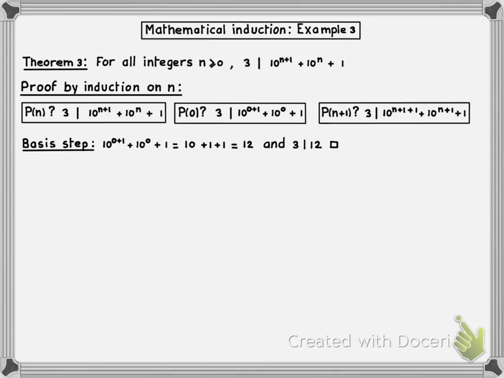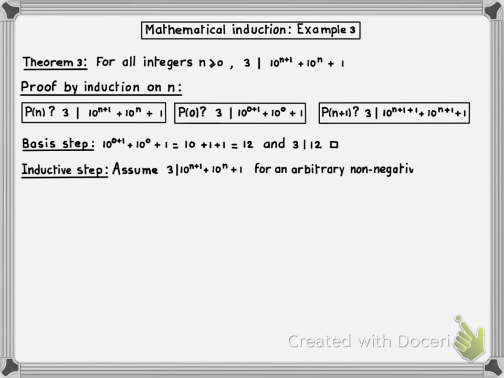Now the second subproof is the inductive step. This is where we assume that P of n is true, and we prove that P of n plus 1 is also true for an arbitrary value of n. So let's assume that P of n is true, and n in this expression is an arbitrary non-negative integer n.